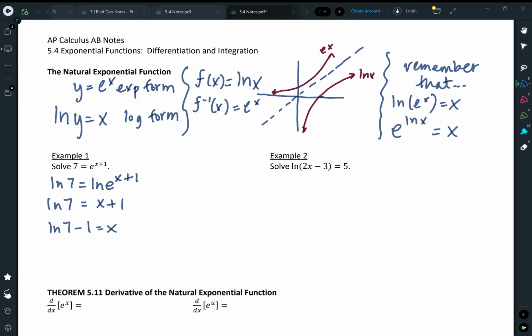This is not a day where we're worried about decimals. The second one, I have a natural log of 2x plus 3 equals 5. The x I need is inside that natural log, so how do I get a natural log to go away?